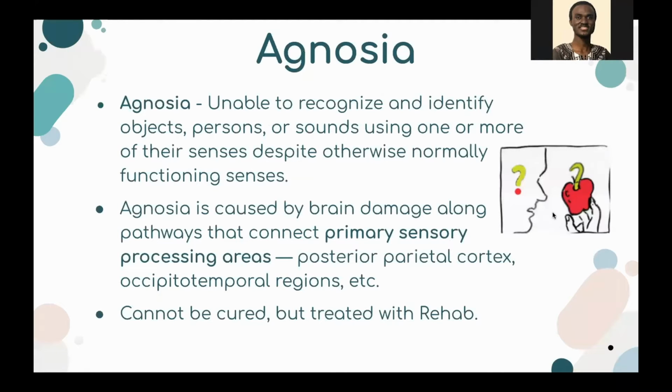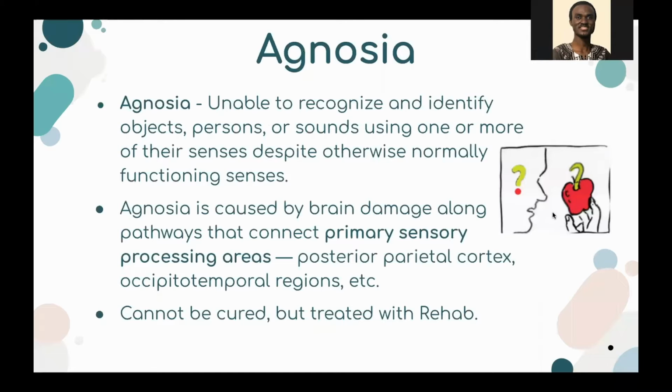The first language disorder we will cover today is agnosia. Agnosia is the inability to recognize and identify objects, people, or sounds using one or more of the senses despite normally functioning senses. An example could be that a patient with agnosia cannot identify a cup by sight, but they can state its color and identify it by touch.